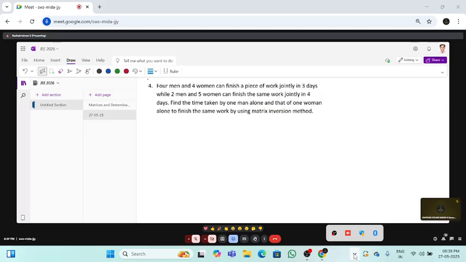4 men and 4 women can finish a piece of work jointly in 3 days. And 2 men and 5 women can finish the same work jointly in 4 days. Find the time taken by one man alone and that of one woman alone to finish the same work by using matrix inversion method.